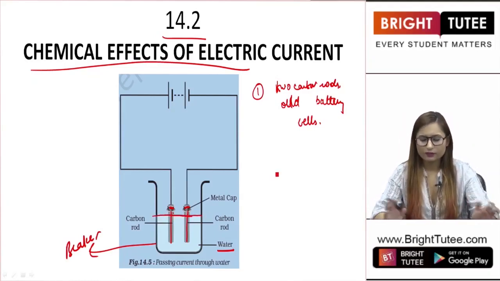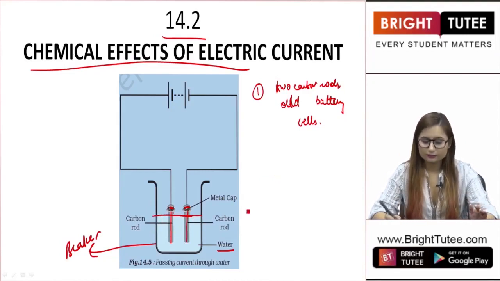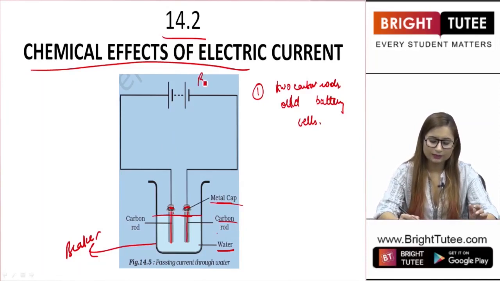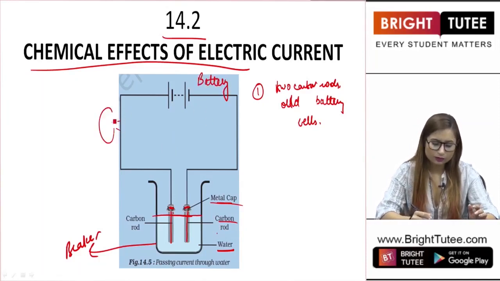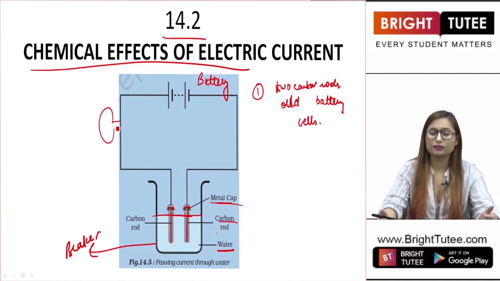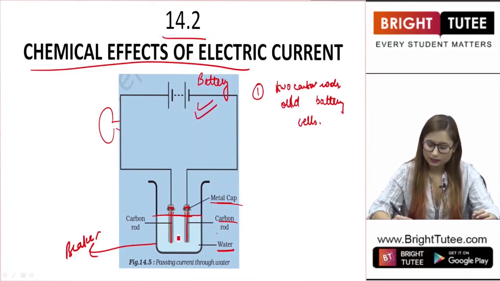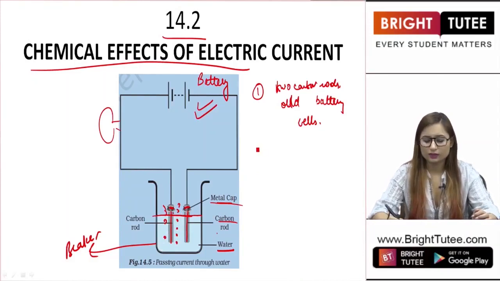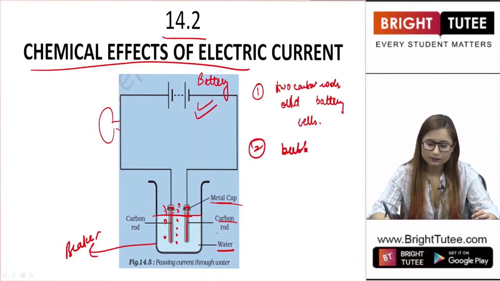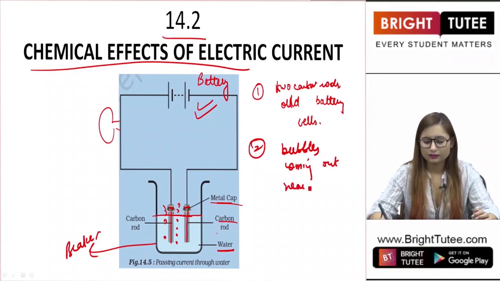Now what is happening? This is the carbon rod and this is the metal cap. This is another carbon rod and this is the battery. Right? You can also put a bulb if you want to, but that is not necessary here. You will be seeing some different effects. What happens is when you turn on the circuit, you see that there are some bubbles coming out of the water near the electrodes. What is the observation? Bubbles coming out near the electrodes.